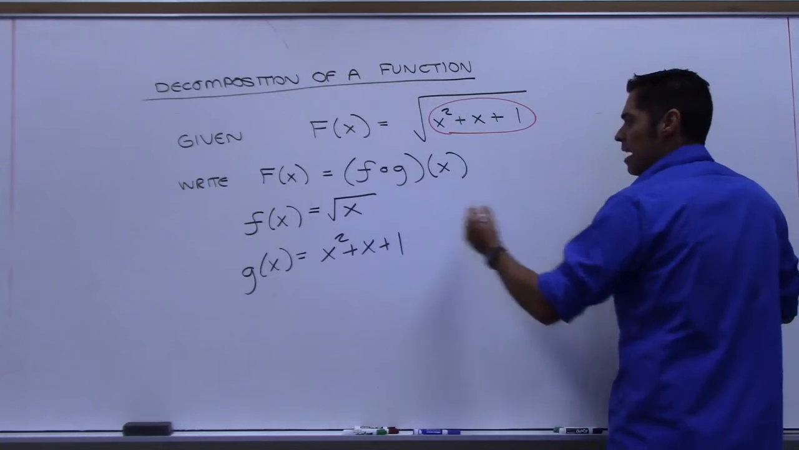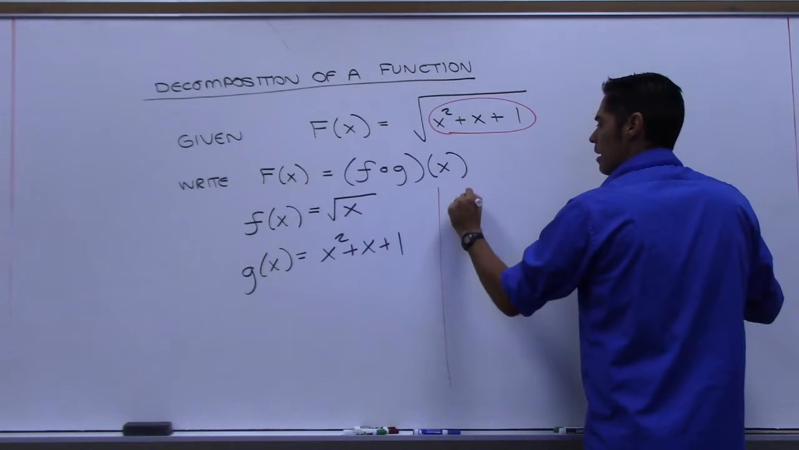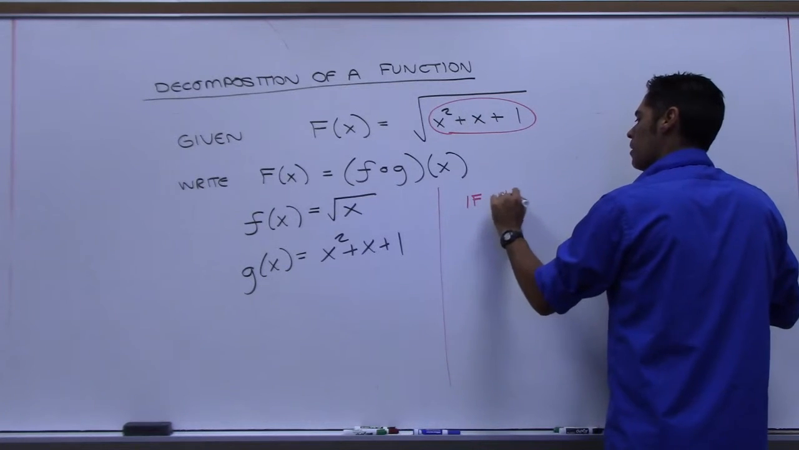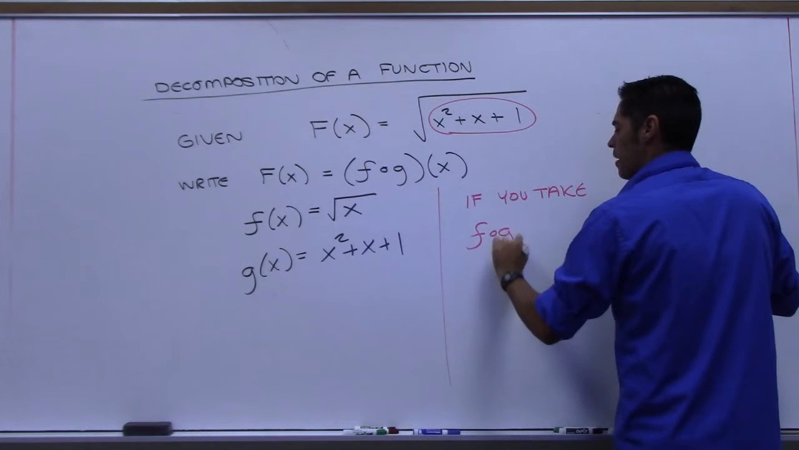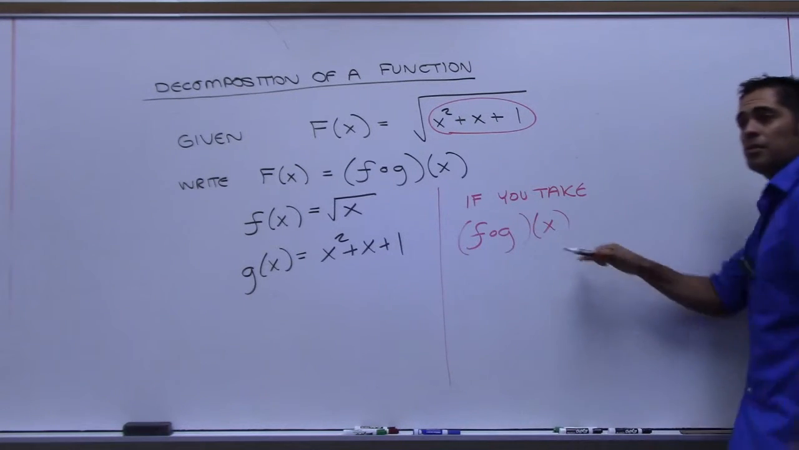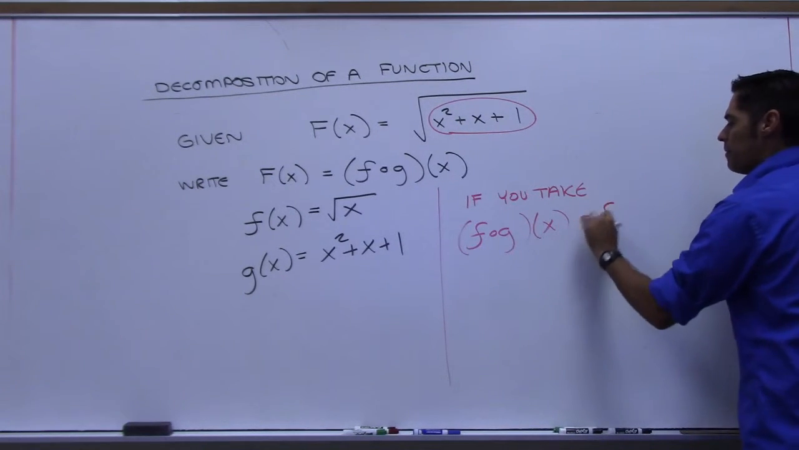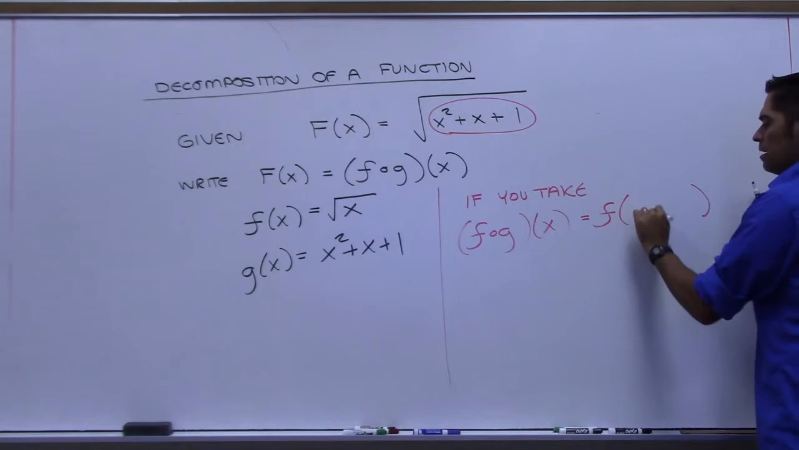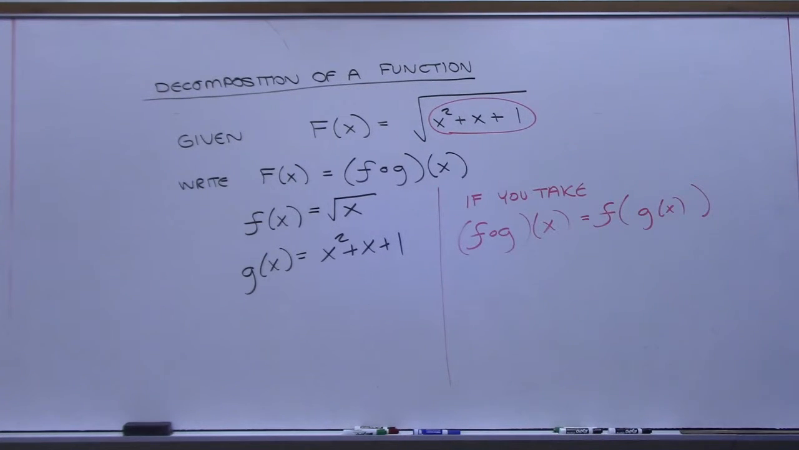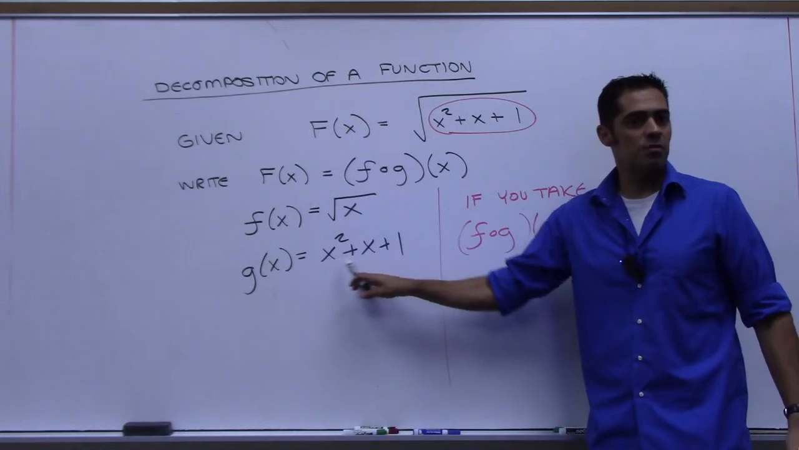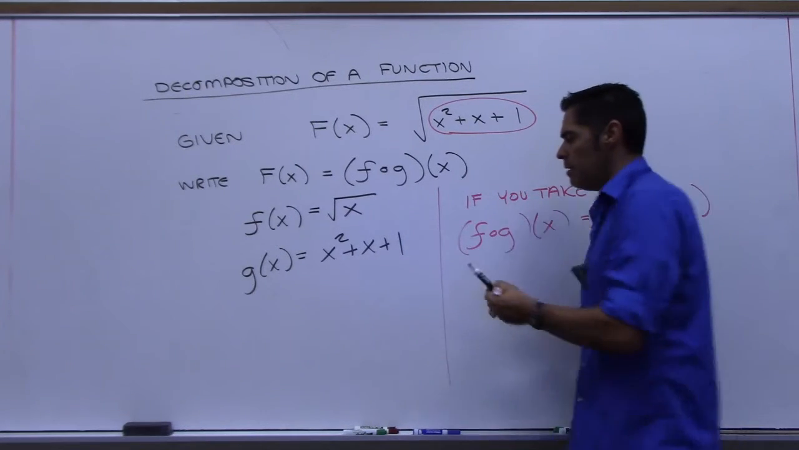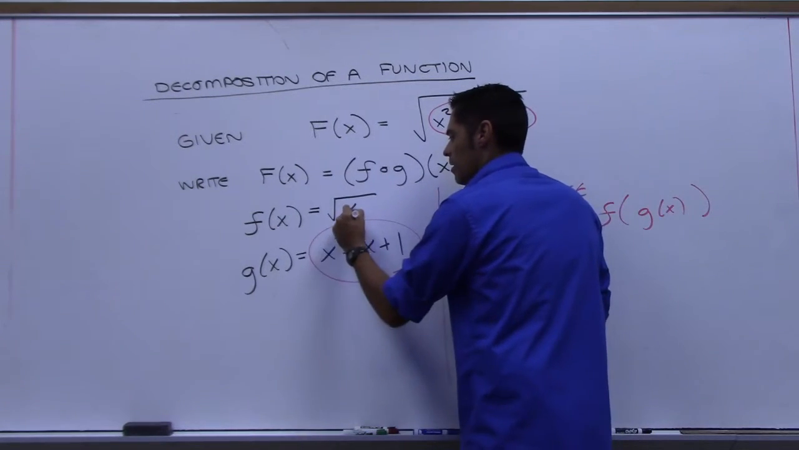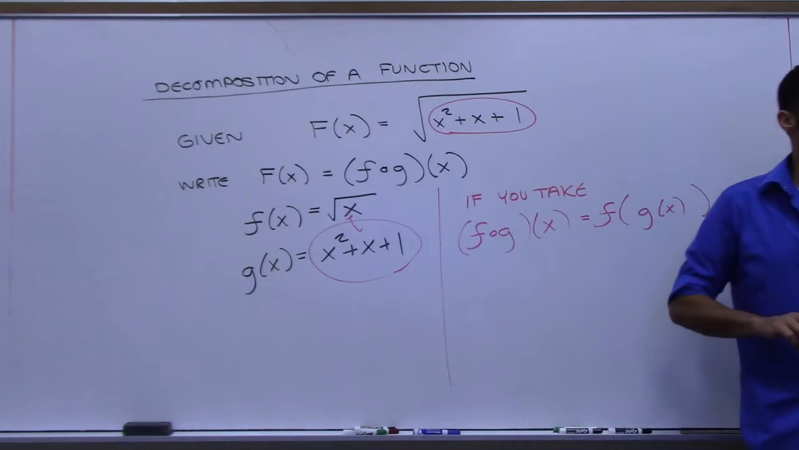Exactly. Now, if you take this composition, and I ask you to do this right now, you would take f, and inside you'd plug g. But what would g be? This x squared plus x plus 1. You'd take that and plug this whole thing into f, and you would get the original function, wouldn't you?